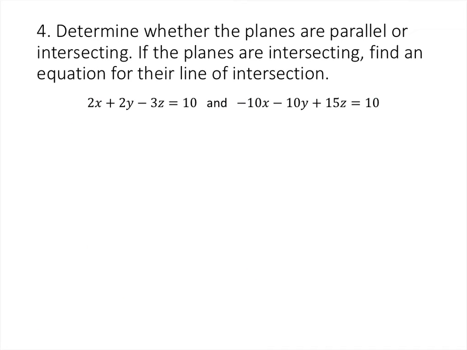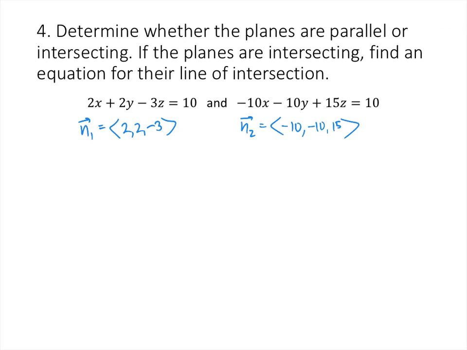So here we have 2 planes, and we're asked to figure out whether the planes are parallel or intersecting, and if the planes are intersecting, to find an equation for their line of intersection. So for this, we're going to be looking at the normal vectors. So n1 here is the vector 2, 2, negative 3. Again, we're just looking at the coefficients of x, y, and z. And then n2 here is the vector negative 10, 15.